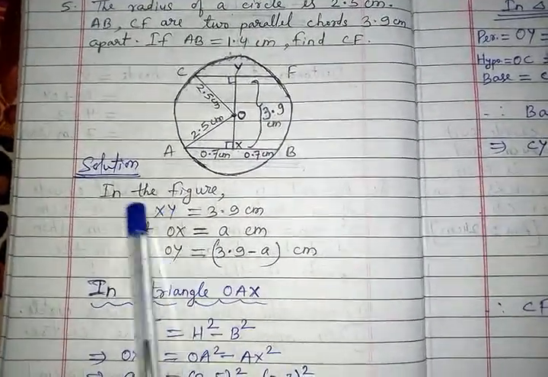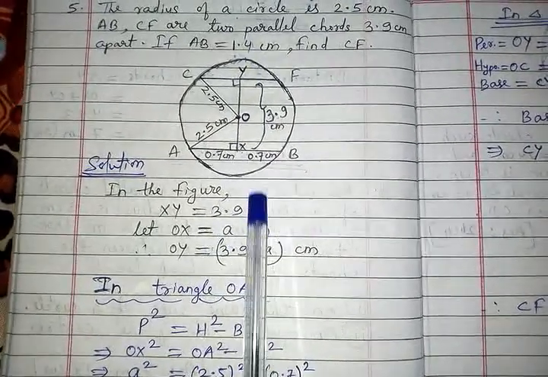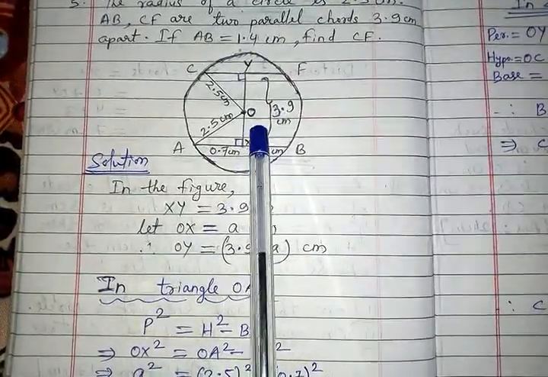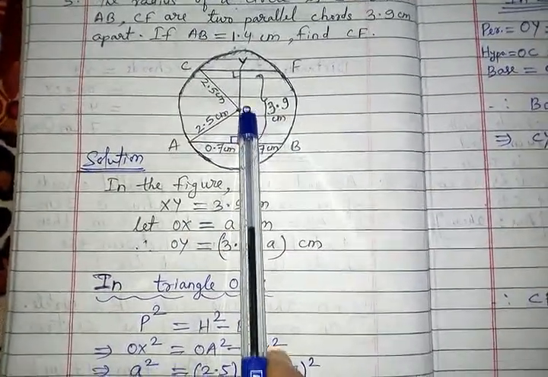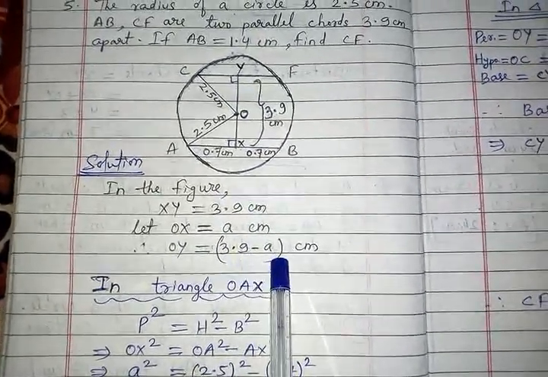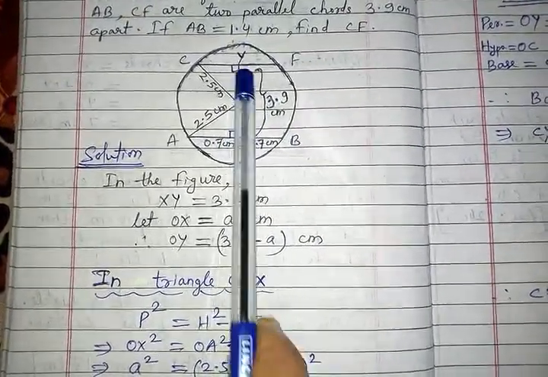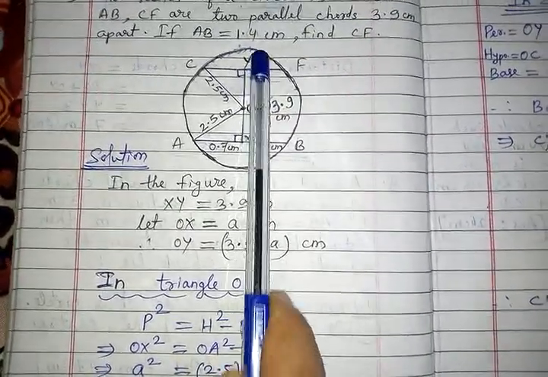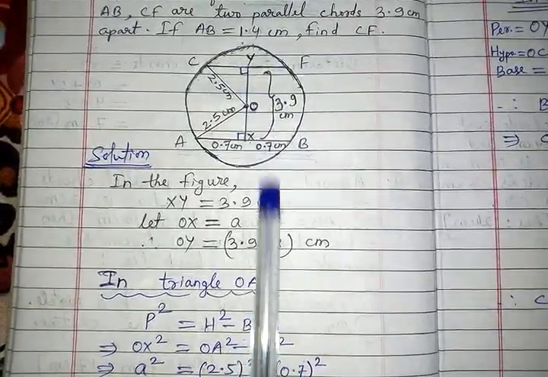Hope you have understood. Now in the figure you can see XY, the value of XY is 3.9 because the distance between the two chords is 3.9. Now let OX, the lower part, be A centimeter. Then OY, the upper part, will be 3.9 minus A. Why? Because everything is 3.9, so if the lower part is A, the upper part will be everything minus the lower part, that is 3.9 minus A.